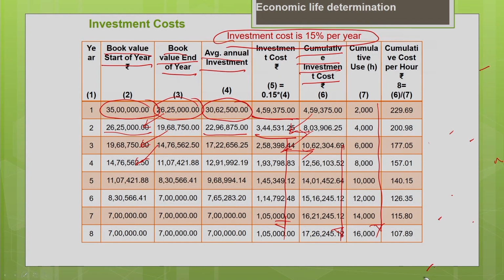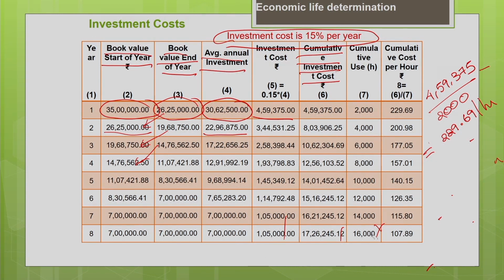So how do you find the cumulative investment cost per hour? The cumulative investment cost for the first year is 4,59,375. The investment cost divided by the usage for the first year, 2000 hours, gives you the cost per hour as 229.69 per hour. So this is your cumulative cost per hour for the first year. Similarly, find the cumulative cost per hour for the second year.